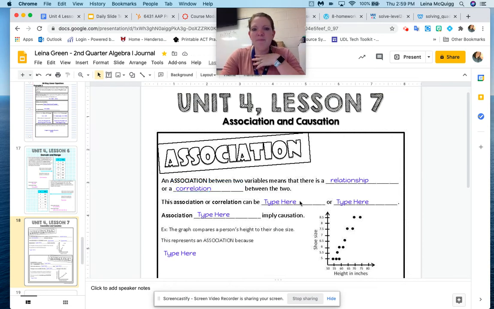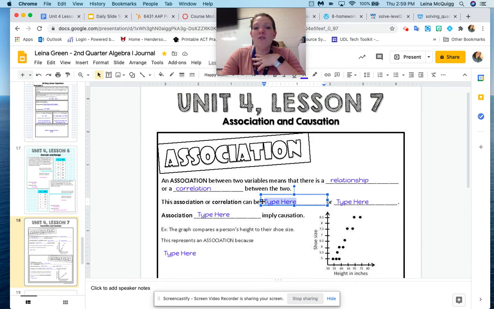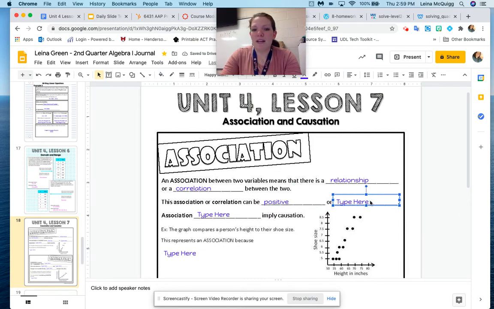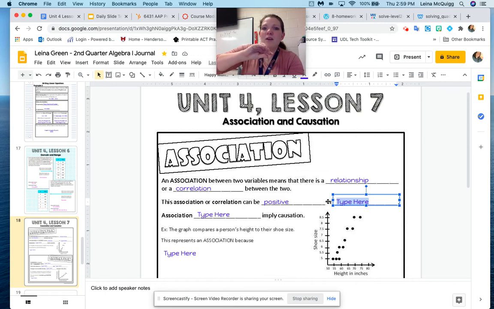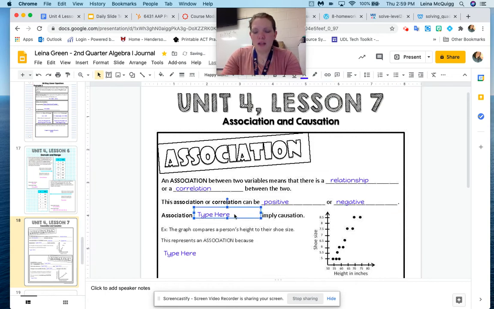An association can be positive, or it can be negative. So that means that we can have a relation that's increasing or a relation that's decreasing. And an association does not imply causation, okay? So with association and causation, we want to think about how things are related to each other and do they affect each other, okay? So we have an example here.